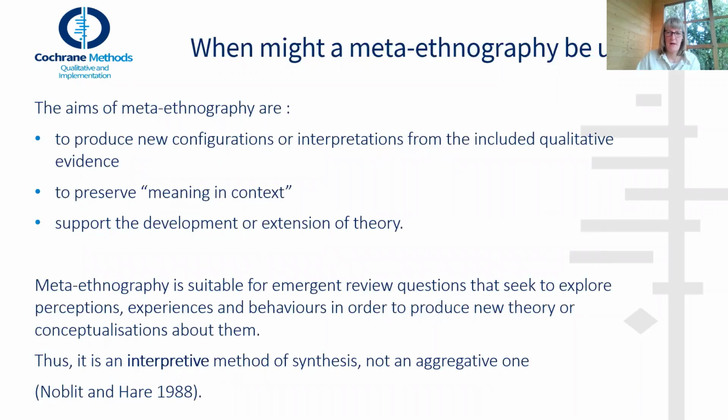So when might a meta-ethnography be useful? Its aims are to produce a much more theoretical approach or theoretical outcome than we've talked about through the previous approaches. And they talk about producing new configurations or interpretations from the included qualitative studies. And what's really key, I think, to meta-ethnography, and probably sets it apart from other approaches, is this idea of preserving what they call meaning in context.